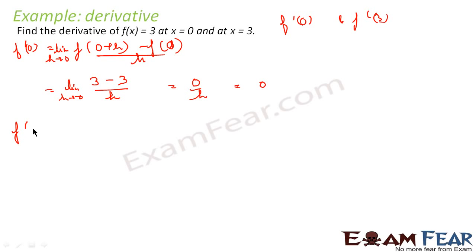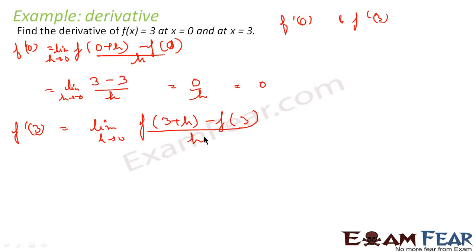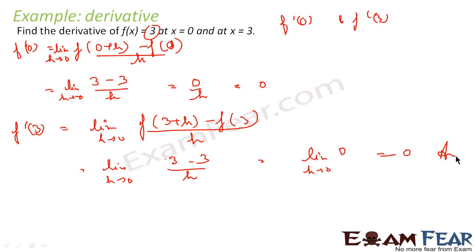Similarly, f dash of 3 is nothing but limit of h tends to 0, f of 3 plus h minus f of 3 by h. Correct? So this becomes limit of 0 by h. F of 3 plus h is 3 and f of 3 is also 3. F of any number is 3 actually. This is nothing but limit of h tends to 0 of 0, and that value is nothing but 0. So we have got the answer.